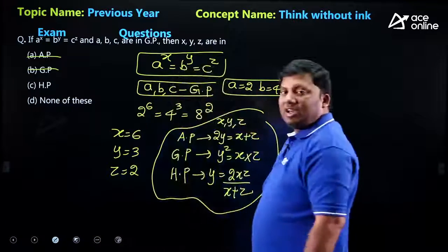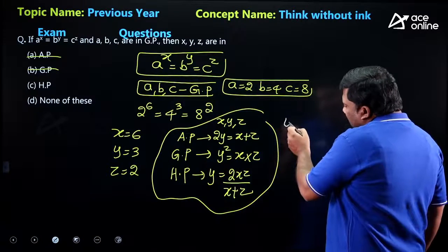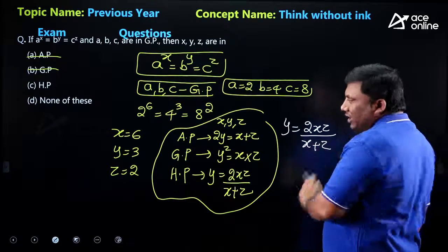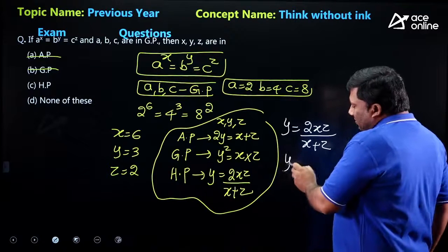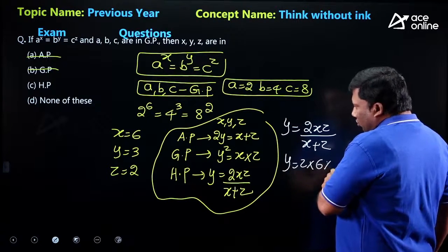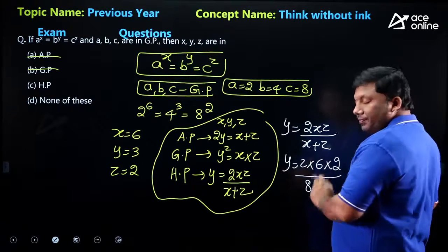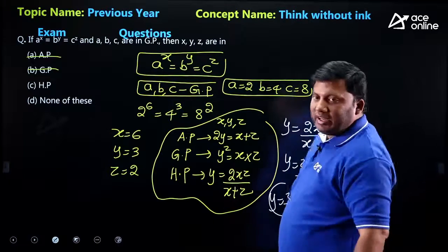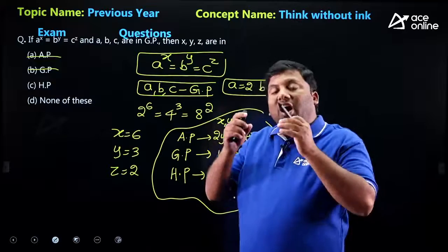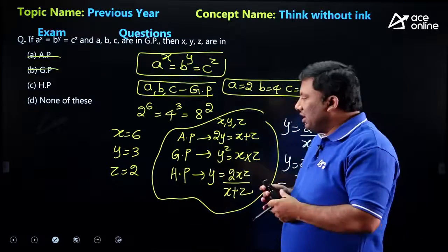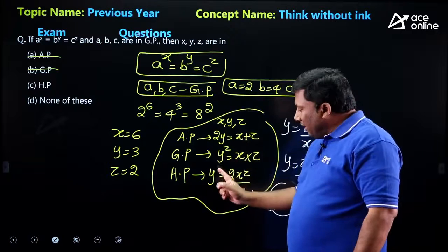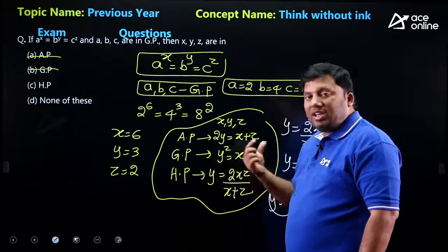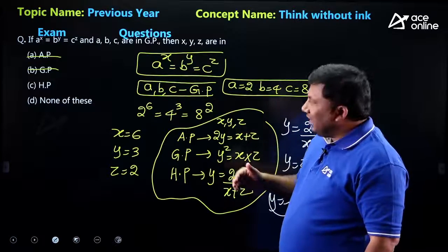How to check whether it is in harmonic progression? What is the condition? Y is equivalent to 2xz by x plus z. 2 into 6 into 2 by 6 plus 2, which is 8. 6 4s are 24, and 24 by 8 is 3. The Y value is 3. If x, y, z are in harmonic progression, y is given by 2xz by x plus z, and y is called the harmonic mean. I hope the idea is clear.